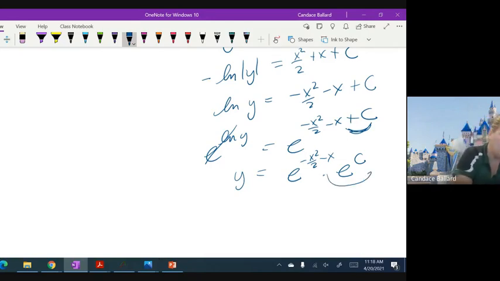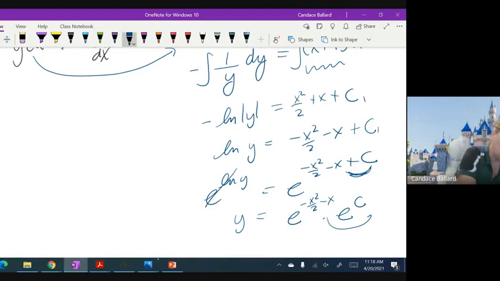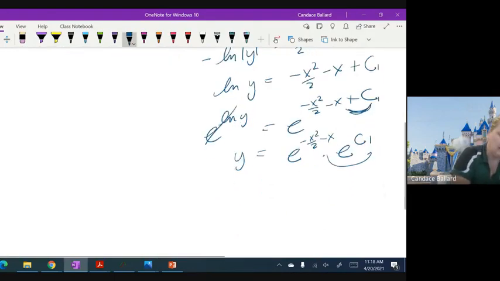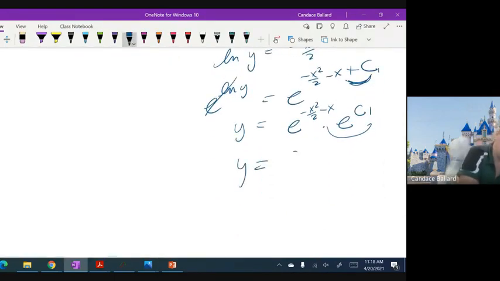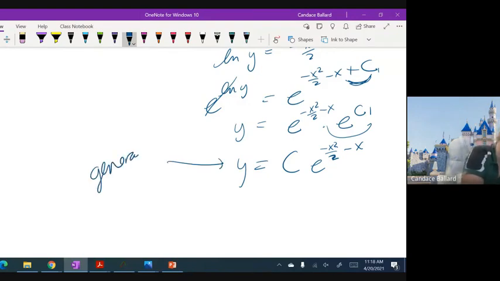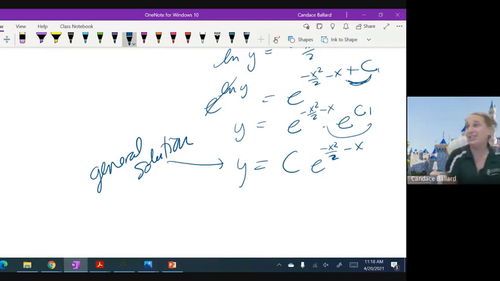So ultimately, I should have probably called these all c sub 1, and then e to the c is just another constant. So we get c e to the negative x squared over 2 minus x. This here is called the general solution. So on the way to particular, I got general.